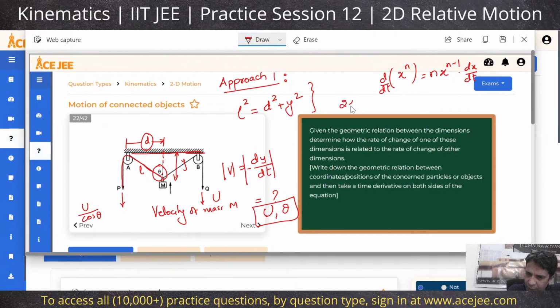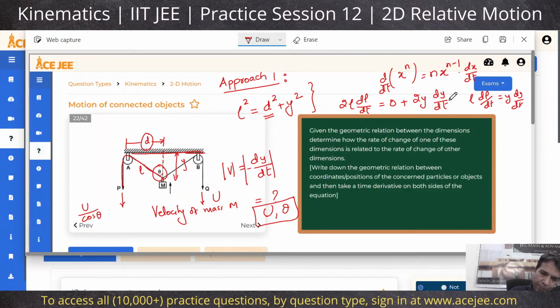So 2L dl by dt is equal to, now d is not changing. So the rate of change of d would be 0 with respect to time, right? So d is not changing with time, so dd by dt is 0. So this is 0 plus 2y dy by dt. In other words, L dl by dt is equal to y dy by dt.